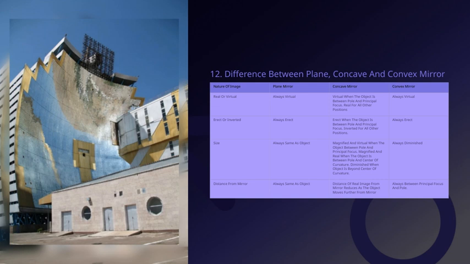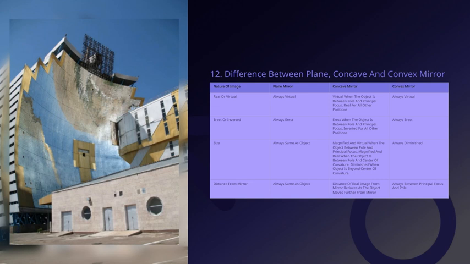Now, regarding the size of the images, a plane mirror always produces an image the same size as the object. For concave mirrors, the size varies. Magnified and virtual when the object is between the pole and the principal focus, magnified and real when between the pole and the center of curvature, and diminished when beyond the center of curvature. In the case of convex mirrors, the image is always smaller than the object.